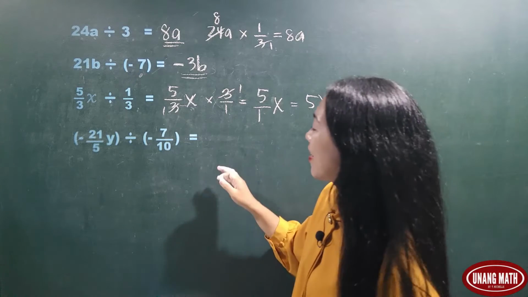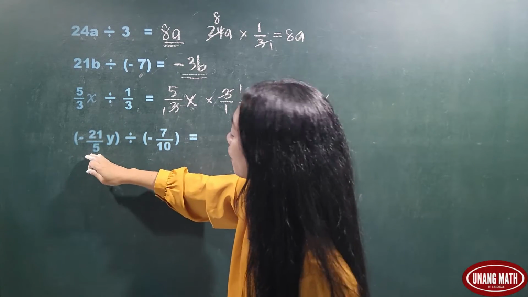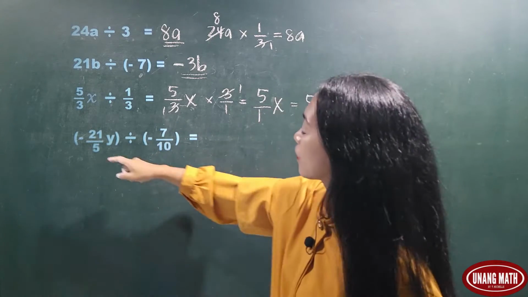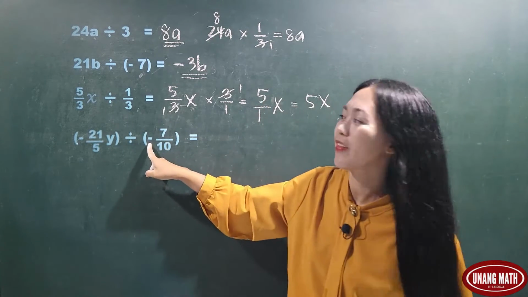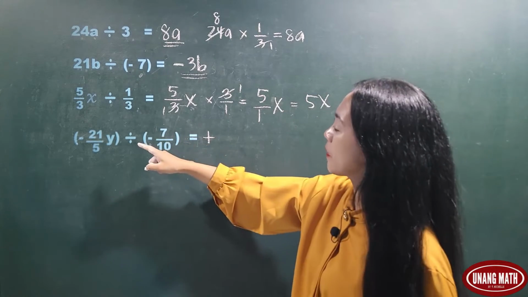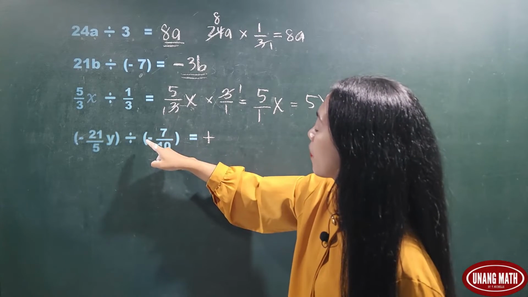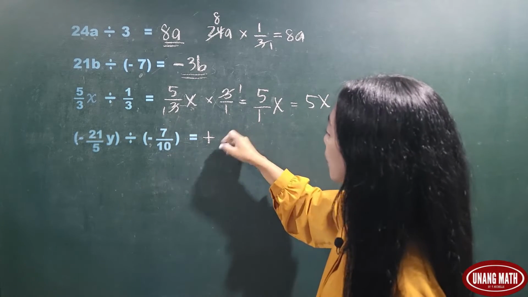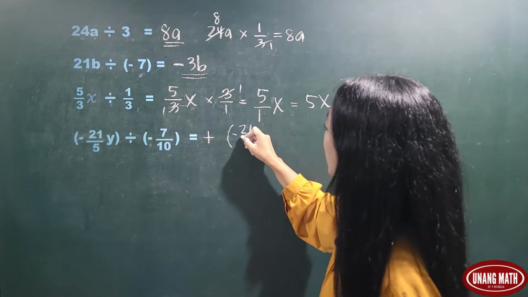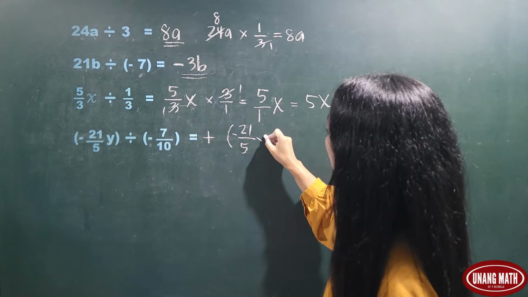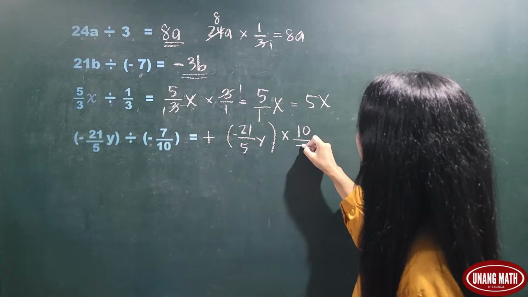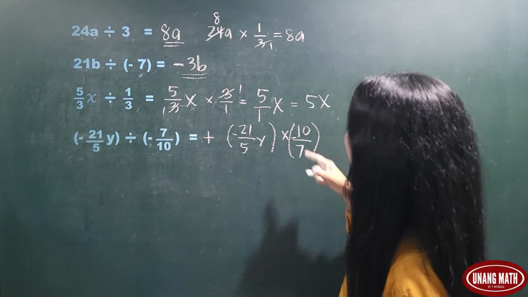5x. How about for negative 21 over 5y divided by negative 7 over 10? So negative and another negative number. So answer is a positive number. Okay, let's apply multiplying by the reciprocal. Get the reciprocal of negative 7 over 10. So this is negative 21 over 5y. Okay, times 10 over 7. So this is negative 10 over 7.